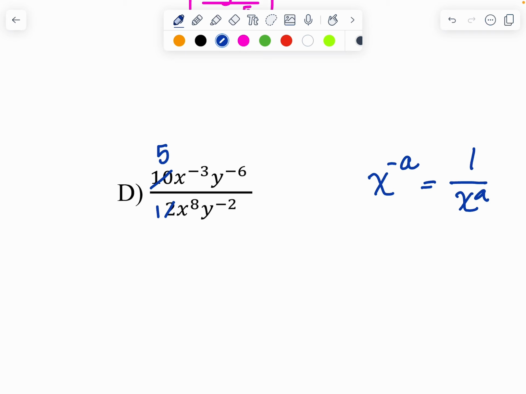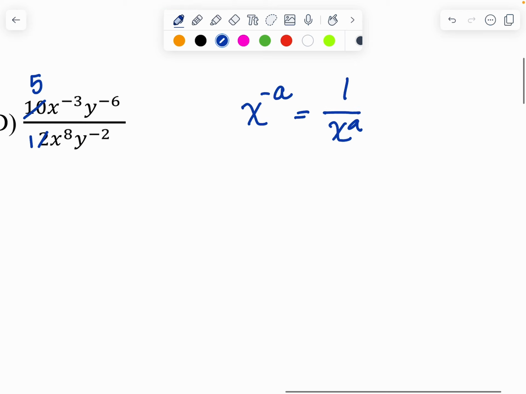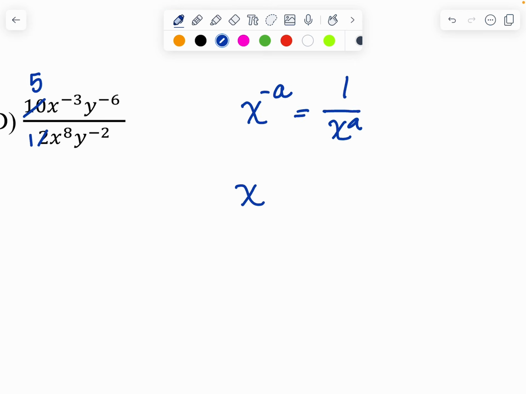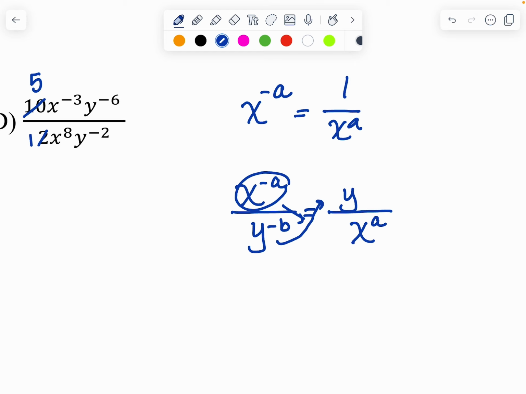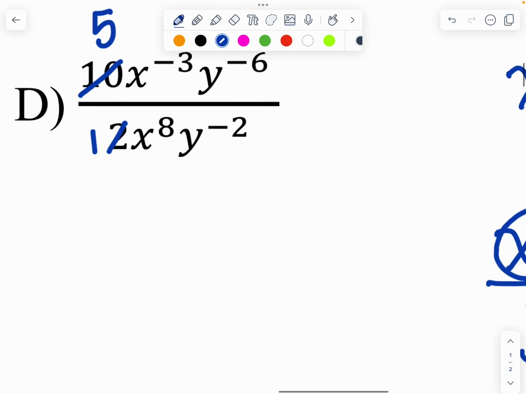So what we're going to do is drop the term to the denominator and make the exponent positive. Similarly, if you had, let's say, x to the negative a over y to the negative b, I can't have a negative exponent, so this has got to go to the denominator, and the exponent turns positive. And I can't have a negative exponent in the denominator, so I got to bring it up here, and that turns positive.